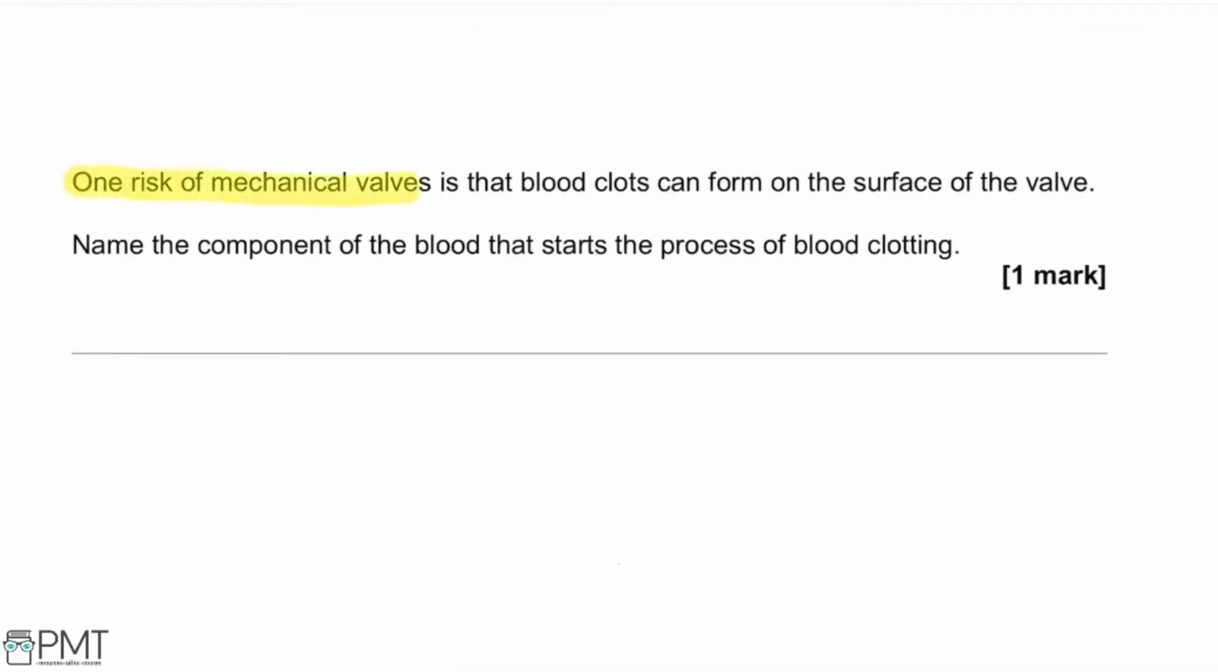One risk of mechanical valves is that blood clots can form on the surface of the valve. Name the component of the blood that starts the process of blood clotting. So the answer to this is platelets, and these are little fragments of cells in the bloodstream that can get sticky and form a kind of patch over a bleed. The mark scheme will also allow you to give the alternate name for them, which is thrombocytes.